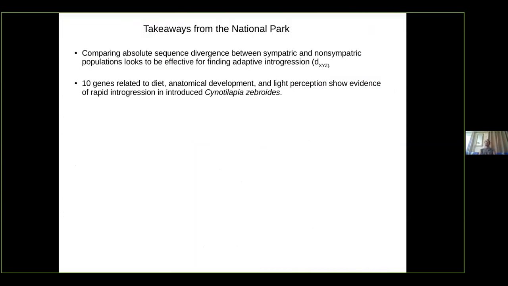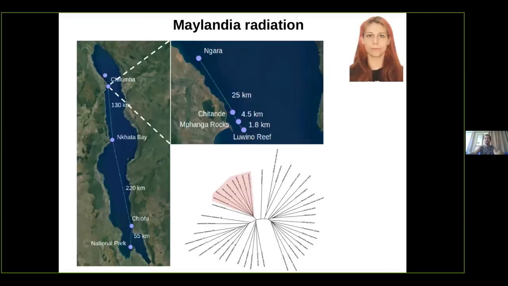So the takeaway from what I learned from the National Park is that comparing this absolute sequence divergence between sympatric and non-sympatric populations looks like it could be an effective way for scanning for adaptive introgression. And I did find 10 good candidates, I think, for adaptive introgression related to functions like diet, anatomical development, and light perception that show evidence of rapid introgression in the introduced species.